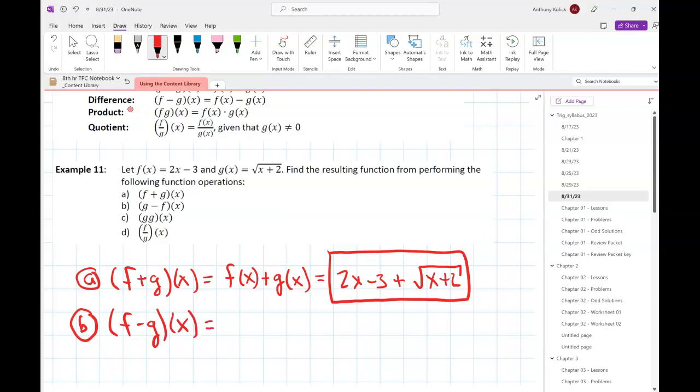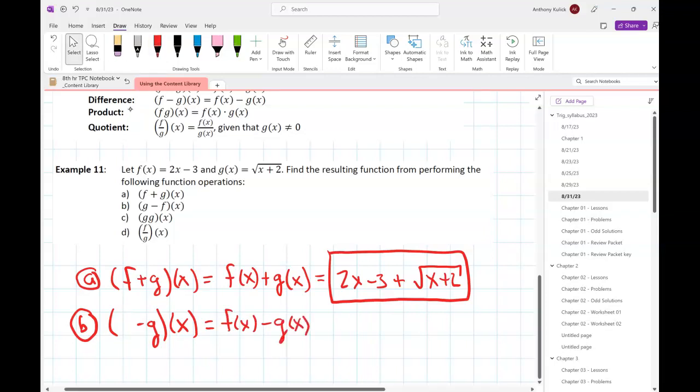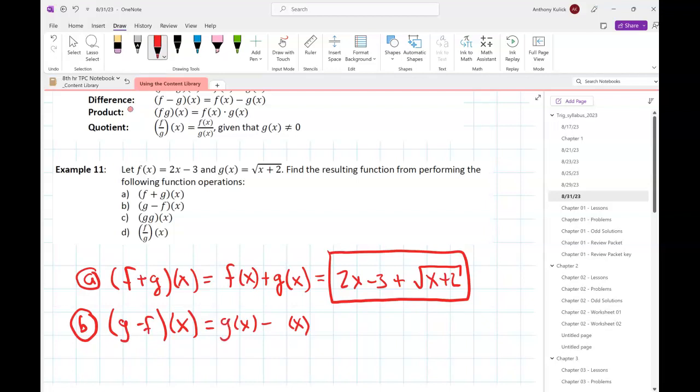So let's look at the next example. Here we're looking at f minus g of x. Again, using my definition from above, that's the same thing as f of x minus g of x. Oops, that wasn't the example, though. It was g minus f. Let's fix that real quick. G minus f.